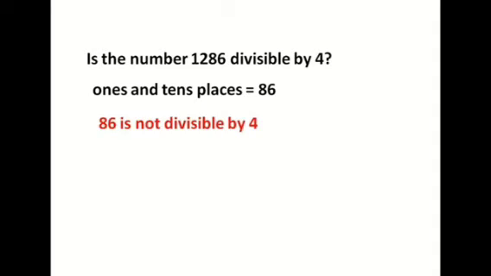So we have taken 3 examples. First one, 212, a 3-digit number. Second one, 1936, a 4-digit number. Here also we have taken one 4-digit number, 1286. In the first two, we have seen the last 2 digits were divisible by 4. And in the third example, the last 2 digits, 86, were not divisible by 4. So to find out the divisibility rule for 4, we need to check the ones place and tens place, meaning the last 2 digits. If they are divisible by 4, then only the entire number will be divisible by 4.